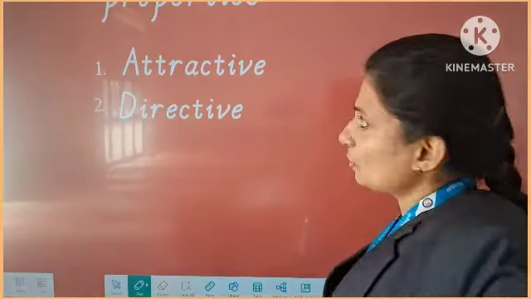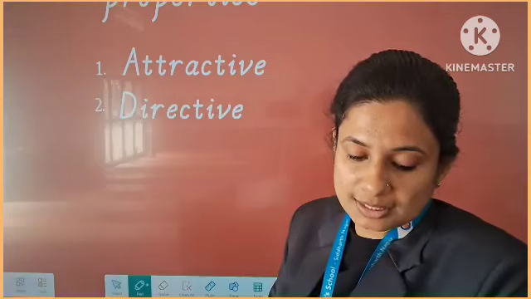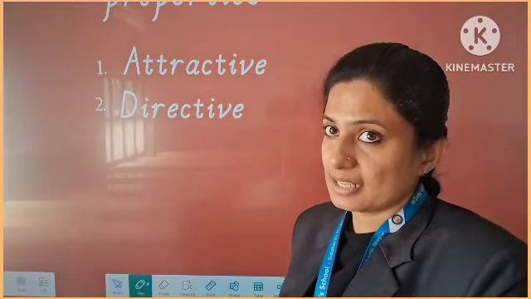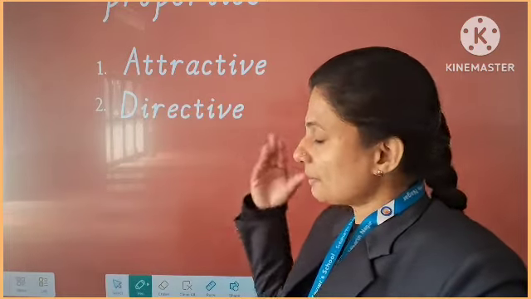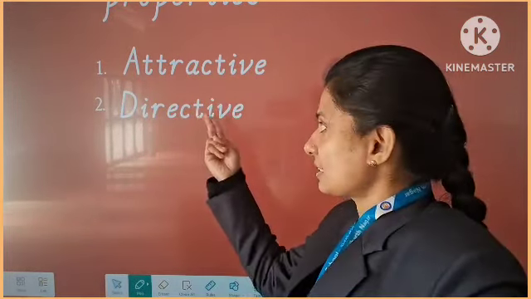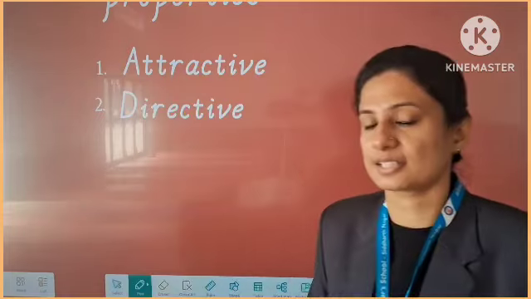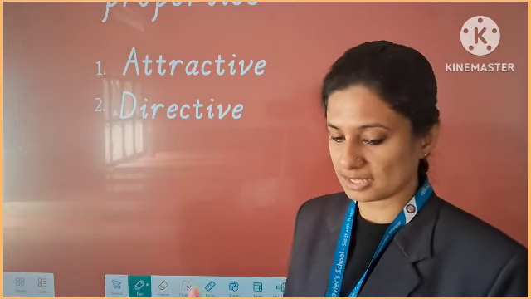In this chapter, we will learn about the properties of the magnet, as well as about electromagnets. First, we will look at the properties of a magnet. There are mainly two properties, attractive and directive. Attractive means the magnet has the property to attract magnetic materials, like iron, cobalt and nickel. These are some of the magnetic materials. The magnet can attract them. So that is the first property.